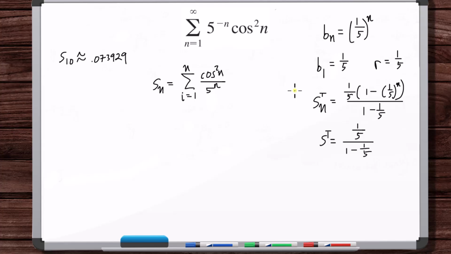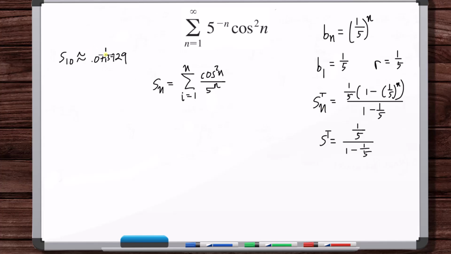Okay, so what do we do here? Well, what we can do is plug in n is equal to infinity here, get T, and then subtract S sub 10 for this with n equal to 10, and we'll get R sub n for T.